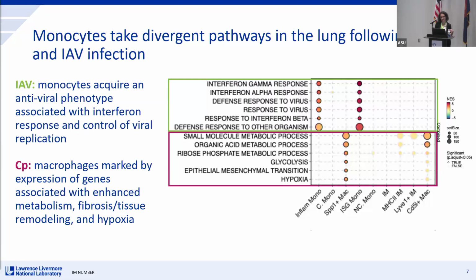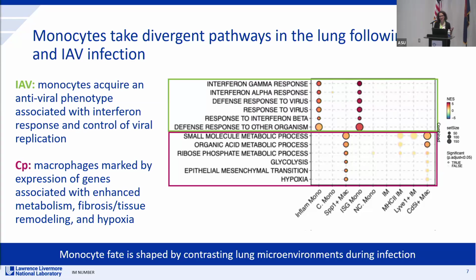In the cocci lungs, the SPP1 macrophages and the CD5L macrophages are expressing a lot of genes associated with increased metabolism, as well as genes associated with fibrosis and tissue remodeling. So this suggests that these macrophages might be involved in the lung damage that you see during cocci infection, as well as genes associated with hypoxia. So more than any other cell type that we looked at in our data, it seems like monocytes, their fate of monocyte differentiation is really shaped dramatically by the contrasting lung microenvironments that they see during viral versus fungal infection.